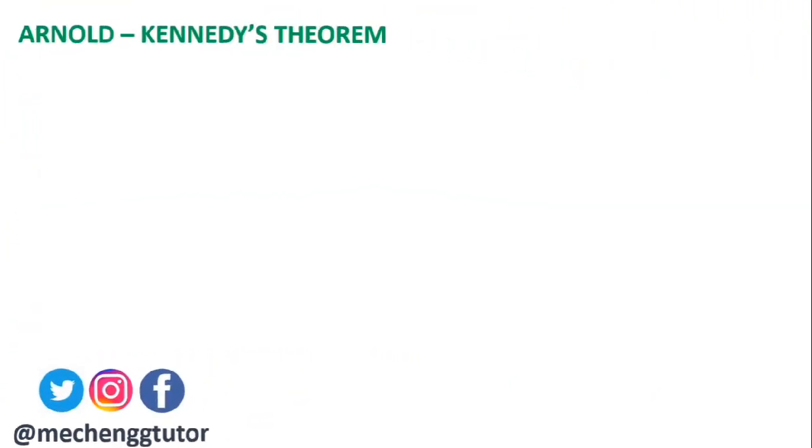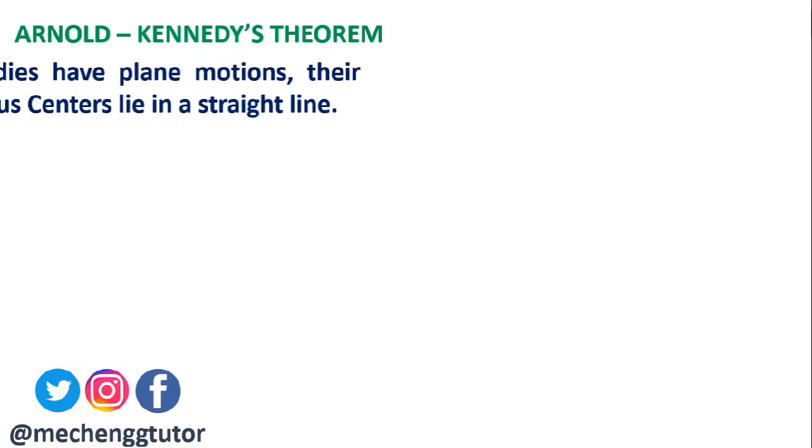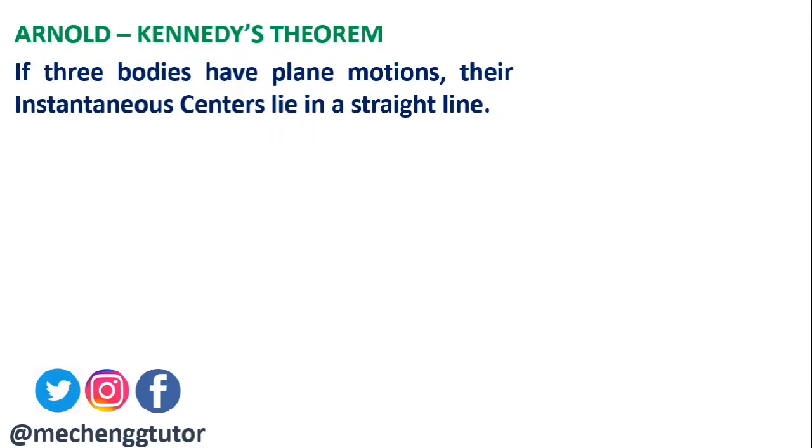So first we shall see what is Kennedy's theorem. Kennedy's theorem is also known as Arnold-Kennedy's theorem. So if it is Arnold-Kennedy's theorem or just Kennedy's theorem asked in the examination, it is one and the same. The definition of this theorem is, according to this theorem, if three bodies have plane motions, their instantaneous centers lie in a straight line. This we shall take up with an example.